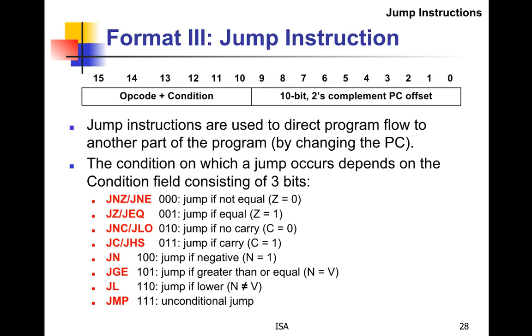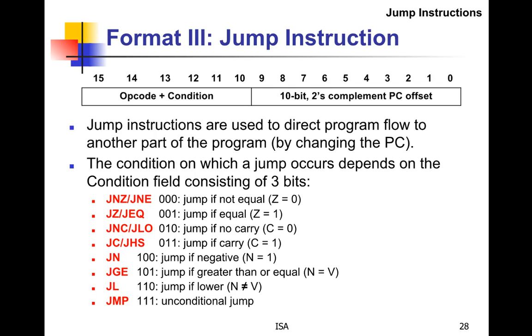Then we've got format 3, which are jump instructions. Jump instructions have a longer opcode right here and condition, and then over here there's 10 bits of where you're going. Jump instructions are used to direct the program flow. You want to go from here to another one. You can make spaghetti programming very nicely with assembly language. The condition on which a jump occurs depends on the condition field, consisting of 3 bits. And those are the Z, C, and N bits.